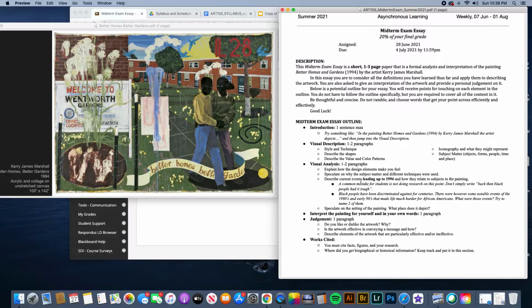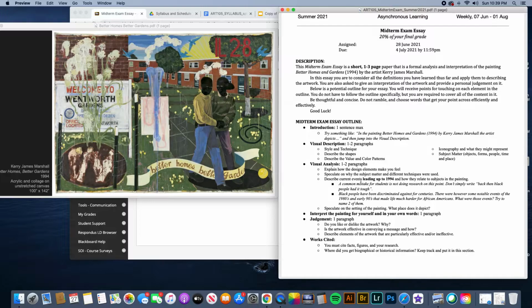So then I want you to speculate on the setting of the painting. What place does it depict? There are clues in this painting that will really give you an indication of the setting of it. Do the research, jump on Google, figure it out. Use library resources and on and on. So that visual analysis is 1 to 2 paragraphs.